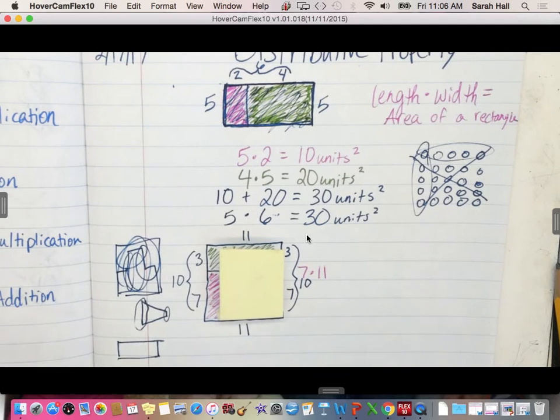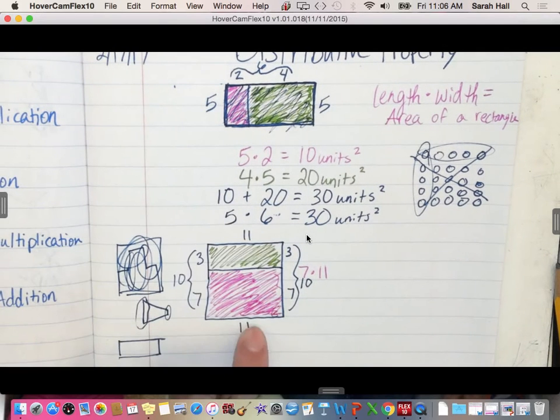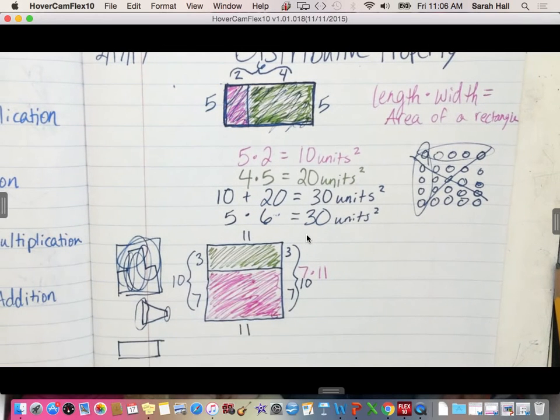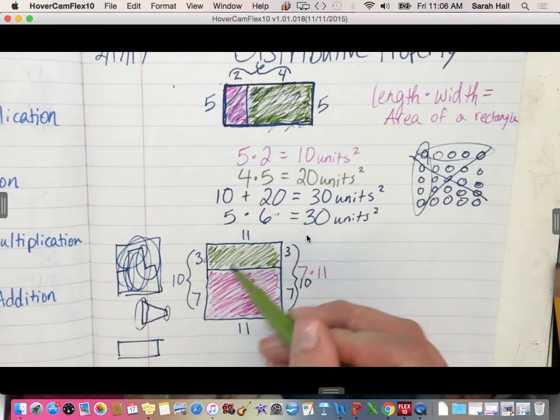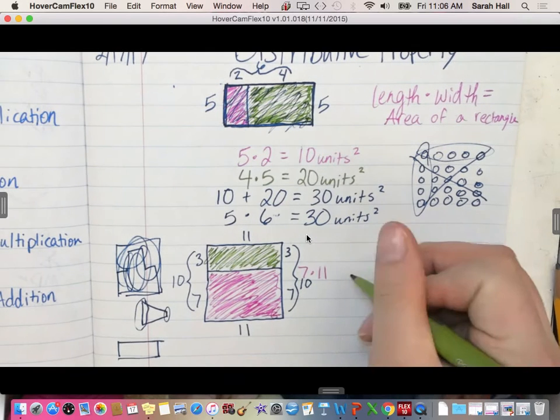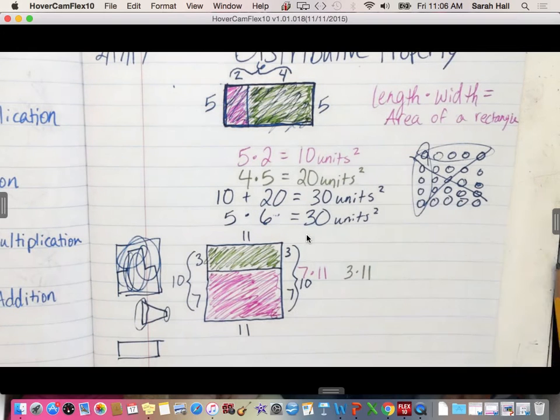So getting back to finding this area, 7 times 11 would give me the pink. How would I figure out the green? I want to hear from somebody new. How would I figure out the area of this green section, right here? Mela? 3 times 11. How would I take those areas and figure out the whole thing? Stacy? I would add them together.